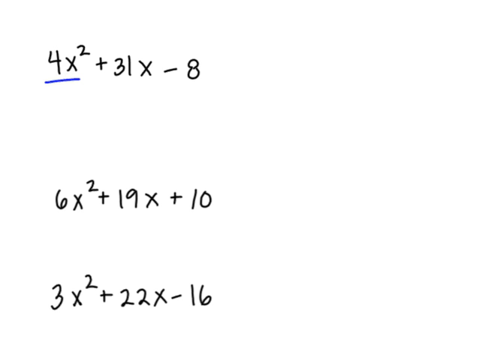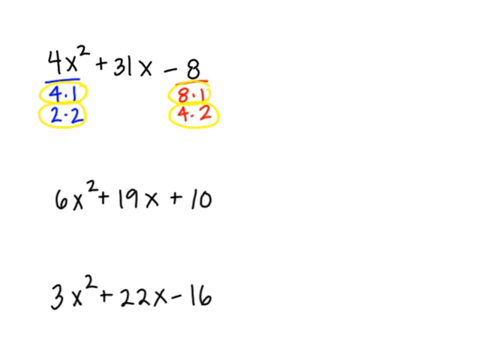My choices for 4 are 4 and 1 and 2 and 2, and my choices for 8 are 8 and 1 and 4 and 2. Now this little suggestion doesn't work for all factors, but it works most of the time. So let's look at all of our factor pairs. I have 4 and 1, 2 and 2, 8 and 1, and 4 and 2.